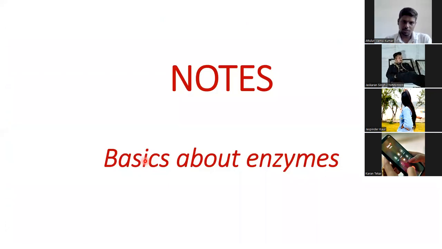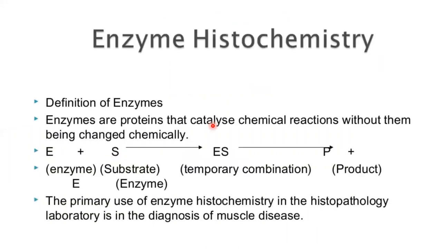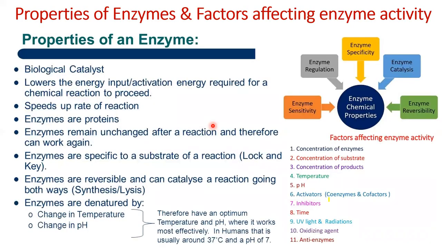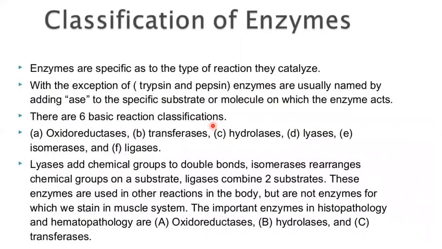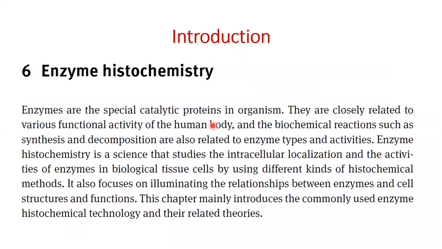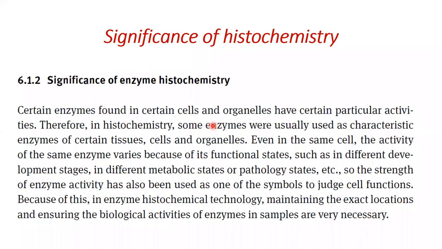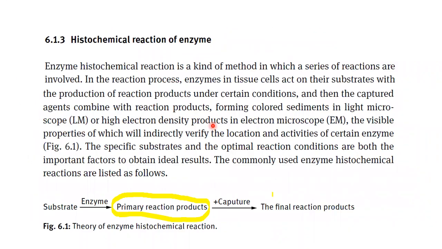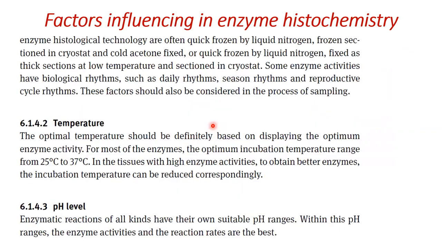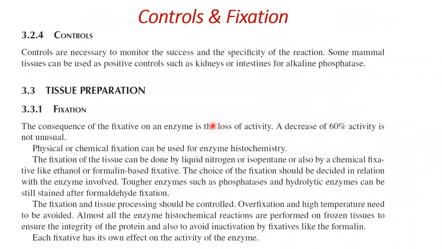In the last few lectures, we discussed in detail the various enzymes. Basics in enzymes: what is an enzyme, substrate, a temporary enzyme-substrate complex, and what is product. Then we discussed the properties of enzymes, and factors affecting enzyme activities. Then we discussed classification of various enzymes, including oxidoreductases, transferases, hydrolases, lyases, isomerases, ligases. Then we discussed the importance, significance, and the basic principle of enzyme histochemistry, like material, temperature, pH, concentration, inhibitors, activators.